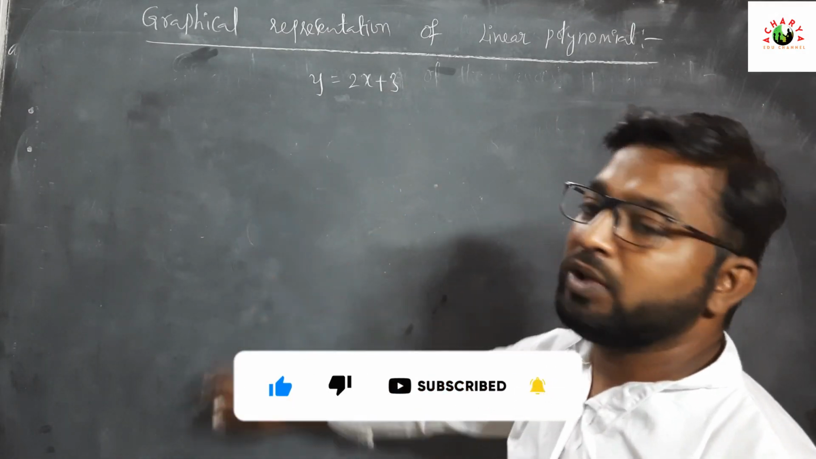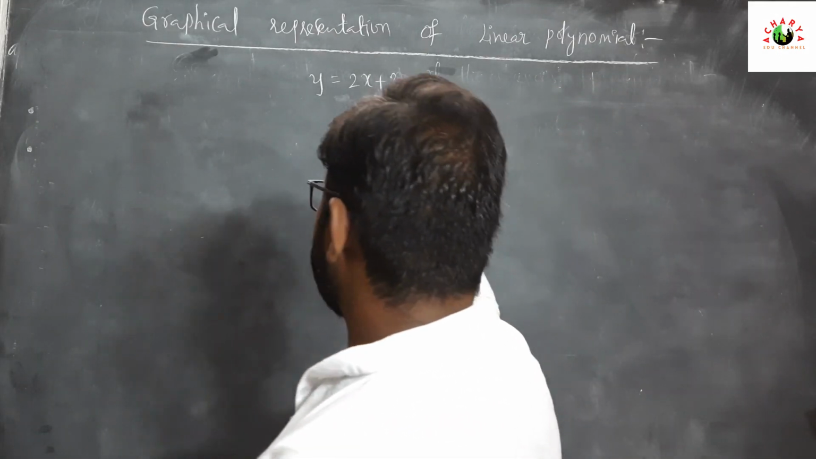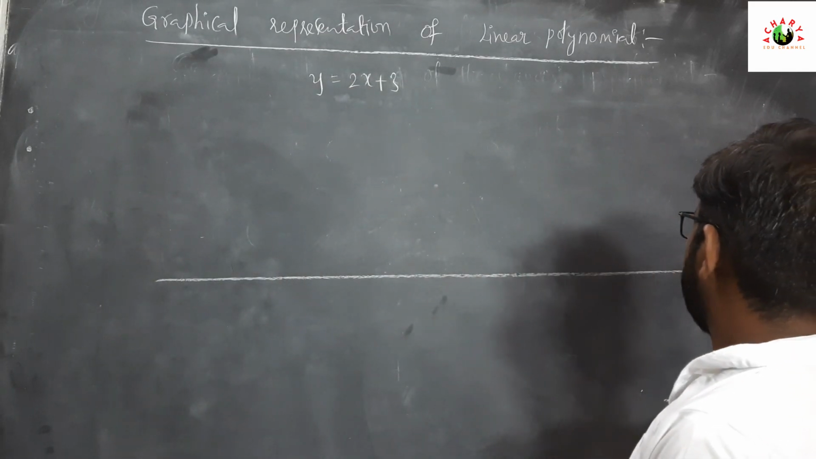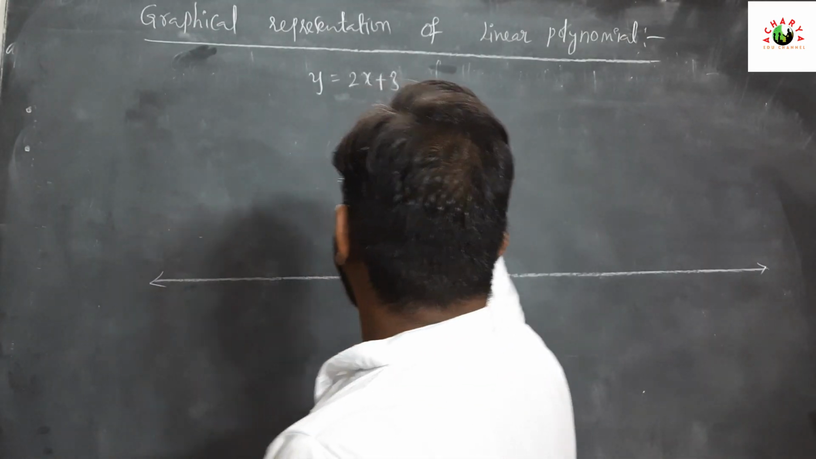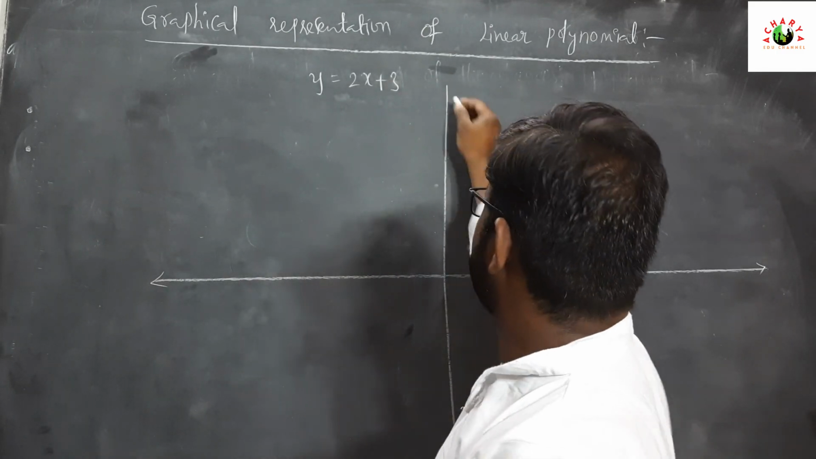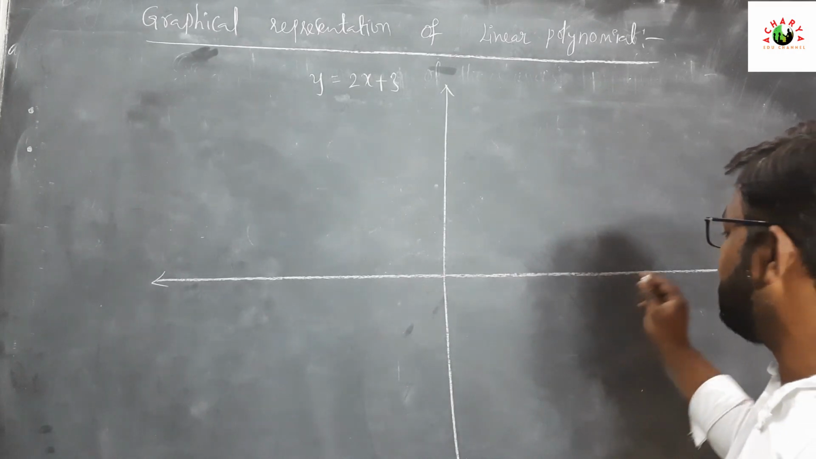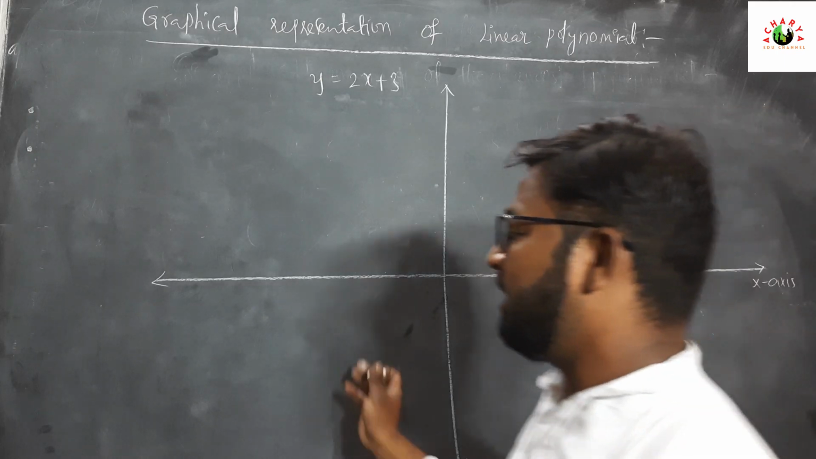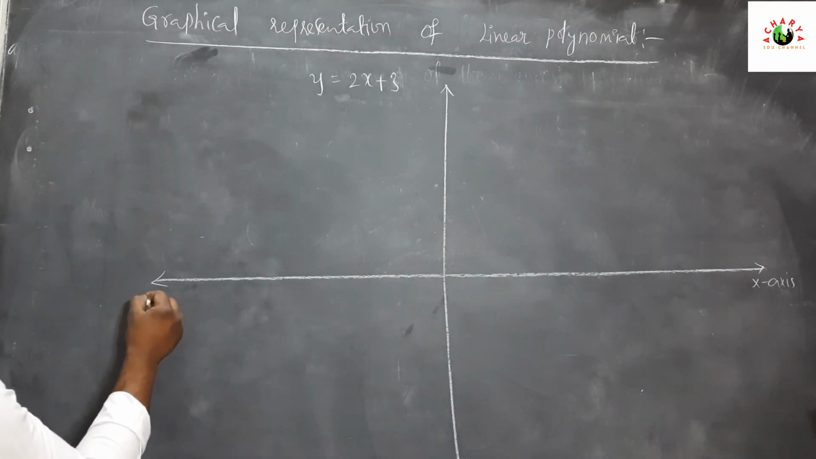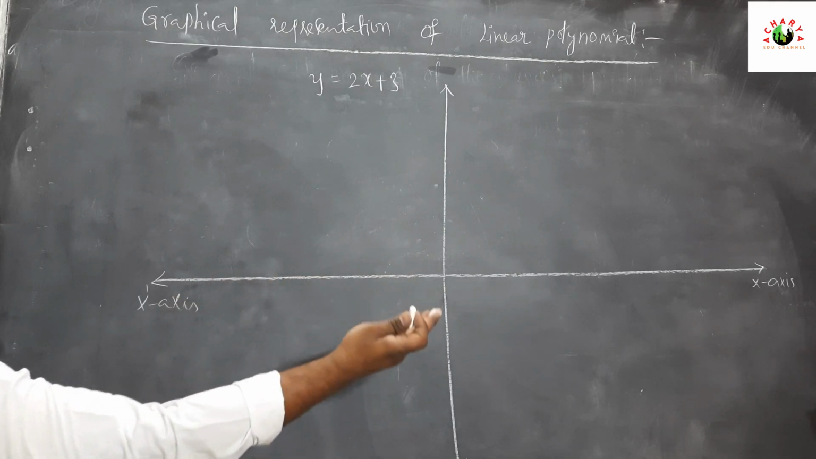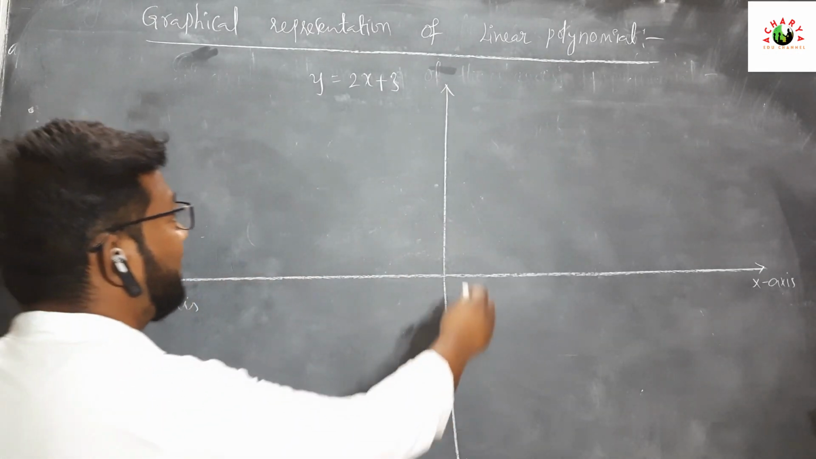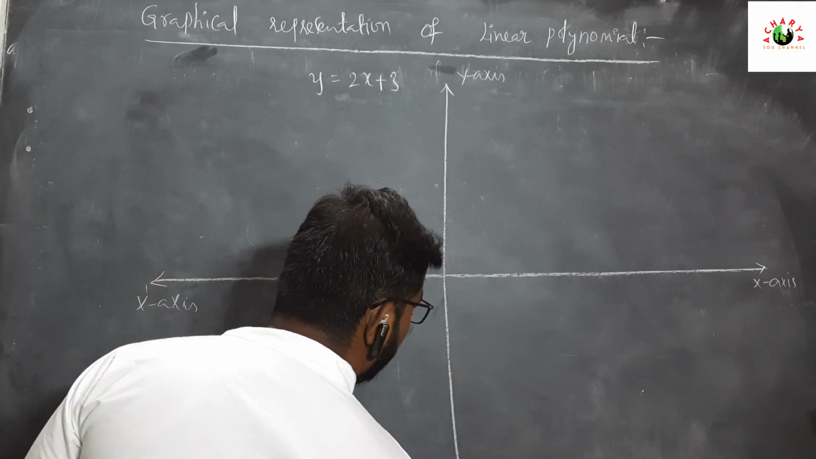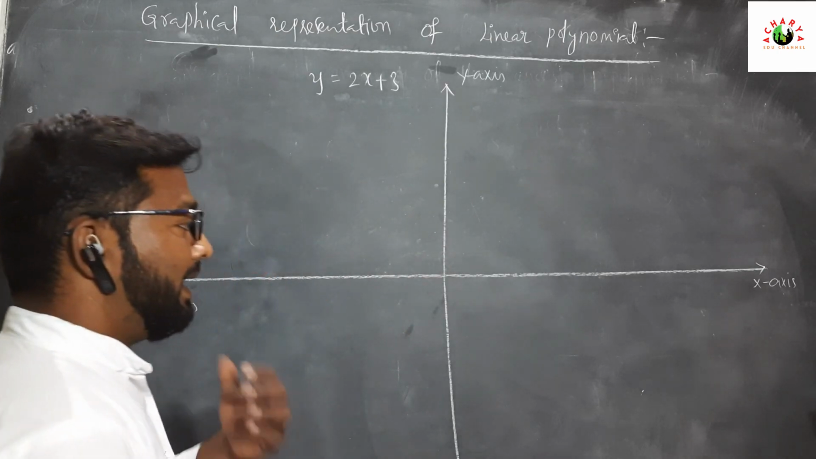Now, y is equal to 2x plus 3. First we have to draw the x-axis and the y-axis. Simply, the right side of the horizontal line is the x-axis, and the left side of the horizontal line, with the arrow mark, is the x dash axis. Here upside is the y-axis, and here is the y dash axis.